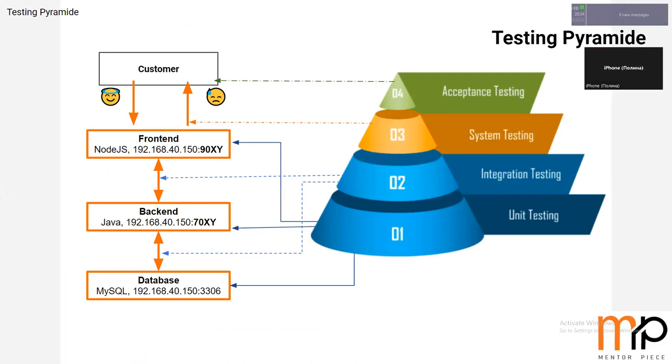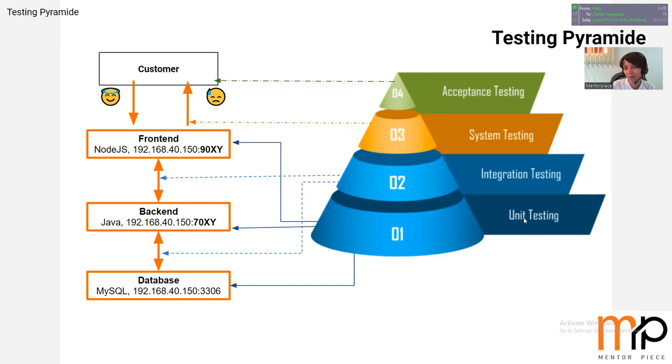Because of the quantity of tests on each level. Yes, Paulina. Absolutely right. And why should we have this quantity of tests on these particular levels? Why so? What do you think? Because the price of error is bigger. Yes. Right. This is because of the price of error, the price of defect fixing. The lower level we have found this defect on, the lower the price of fixing this defect we will have.